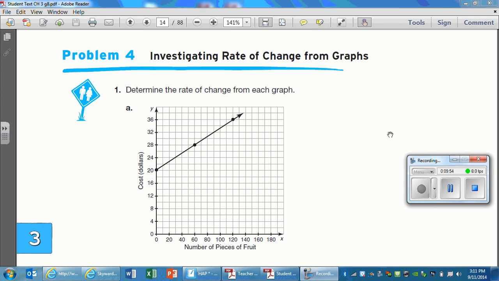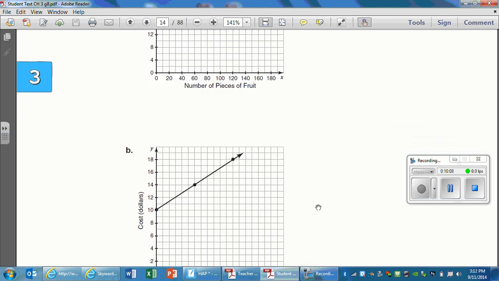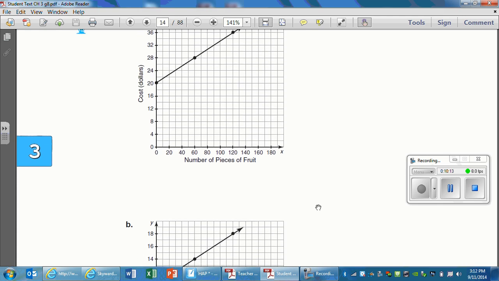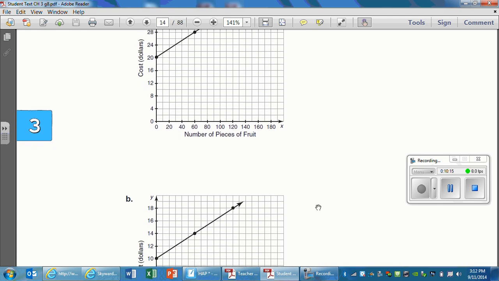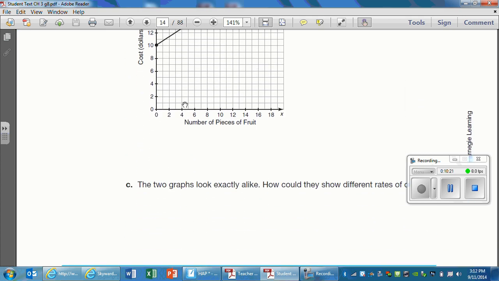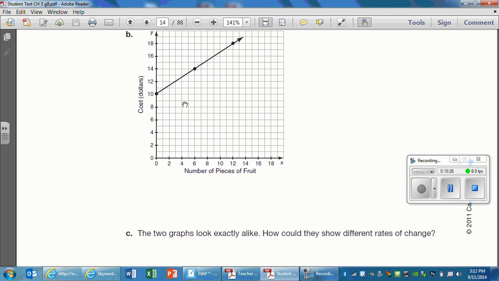Thank you. All right, so determine the rate of change from each graph. So we're going to do some different graphs here. This graph looks like it's talking about cost in dollars, the y, and number of pieces of fruit. And then we have the same thing, except it's a different graph. It starts at a 10 on this one and a 20 on this one. C. The two graphs look exactly alike. How could you show different rates of change?